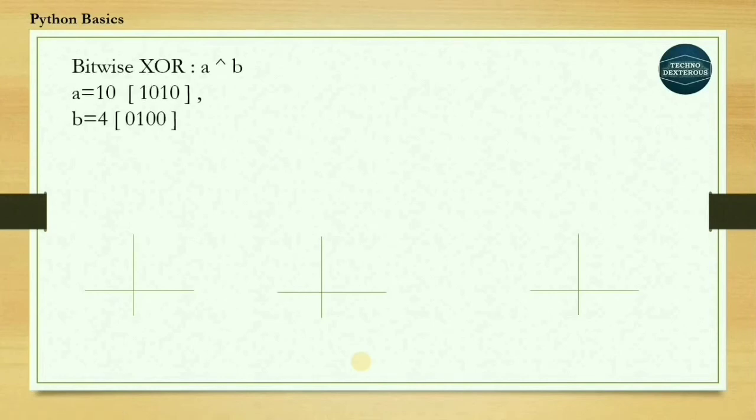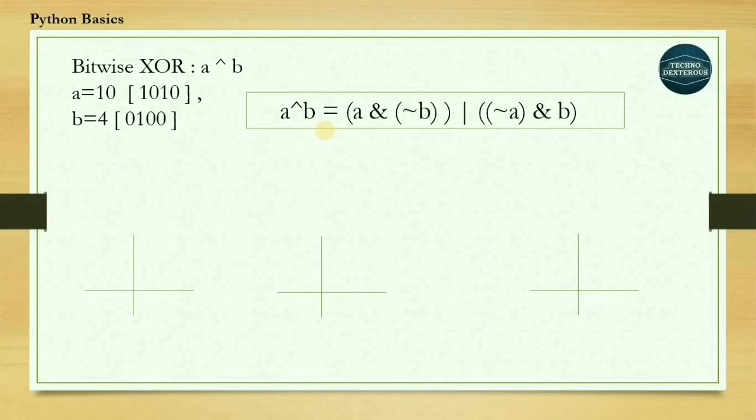Bitwise XOR is represented as A XOR B. Bitwise XOR formula: A XOR B. It is an OR operation of two AND operations. One is A and negation of B, and the other is negation of A and B. You can read it like this: A XOR B is equal to A and negation of B, or negation of A and B. We are going to first calculate the first AND operation, that is A and negation of B.